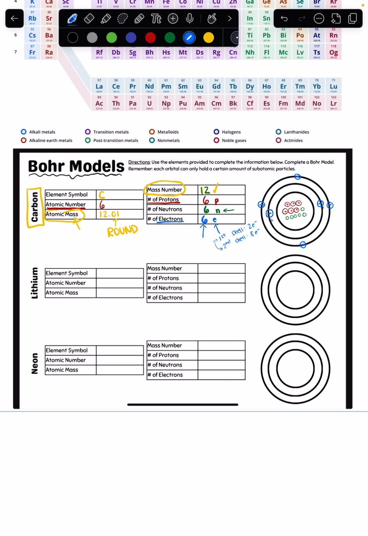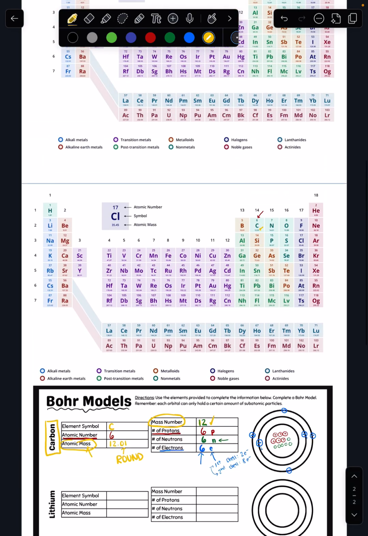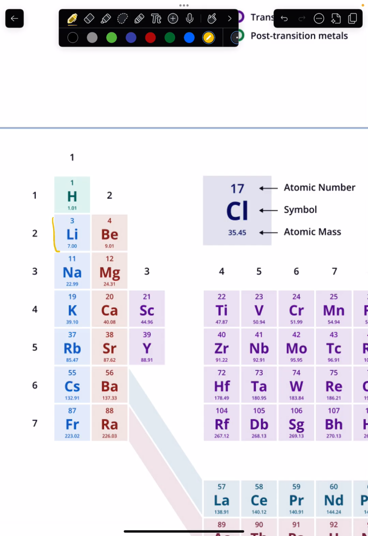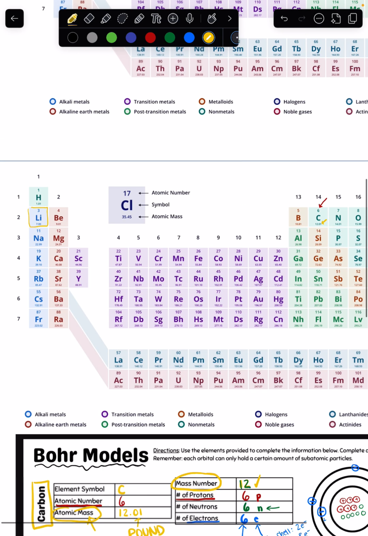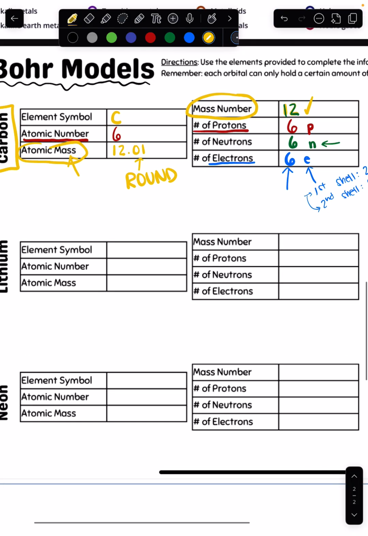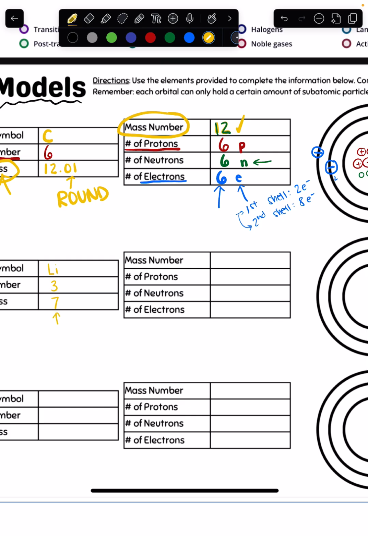I'm going to do lithium really quickly and then you can double check your answers. So lithium, I'm going to come up here. I see that this is the information I need. I see the symbol is Li, atomic number is 3, and our atomic mass is 7. I don't really need to round this number because it's perfectly round, so the mass number stays 7. The number of protons is the same exact number as our atomic number, so it's 3.